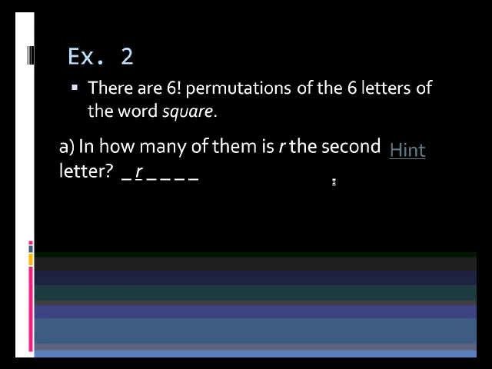What do you think? 120. How'd you get that? Because it has to stay in the same spot, so you took off the 6 from the factorial. You just moved down to 5. Okay. So if R has to be in this spot right here.